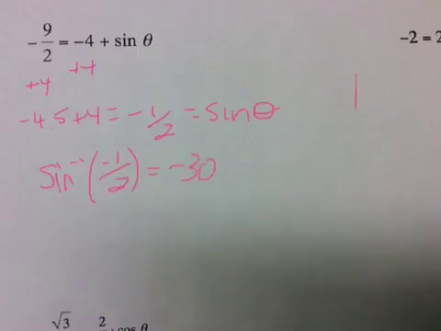Okay, let's draw -30 right here. So we've seen this one before, actually. So again, we have 180 plus 30 is one of our answers, and 360 minus 30 is the other answer.